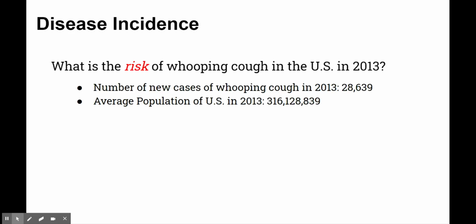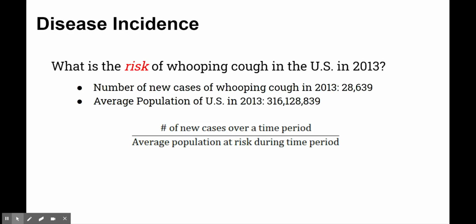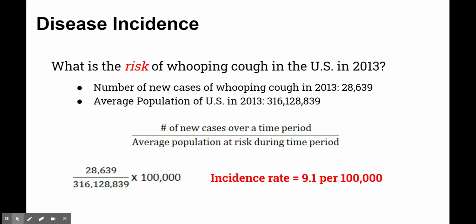So again, an example of how this is used. What is the risk of whooping cough or pertussis in the United States in 2013? How would you calculate this? Well, you take the number of cases that were diagnosed and you take the size of the population. You do a little mathematics. If you want to multiply it by 100,000, here's what it would look like. That is your risk of whooping cough. That is your incidence rate, 9.1 per 100,000.